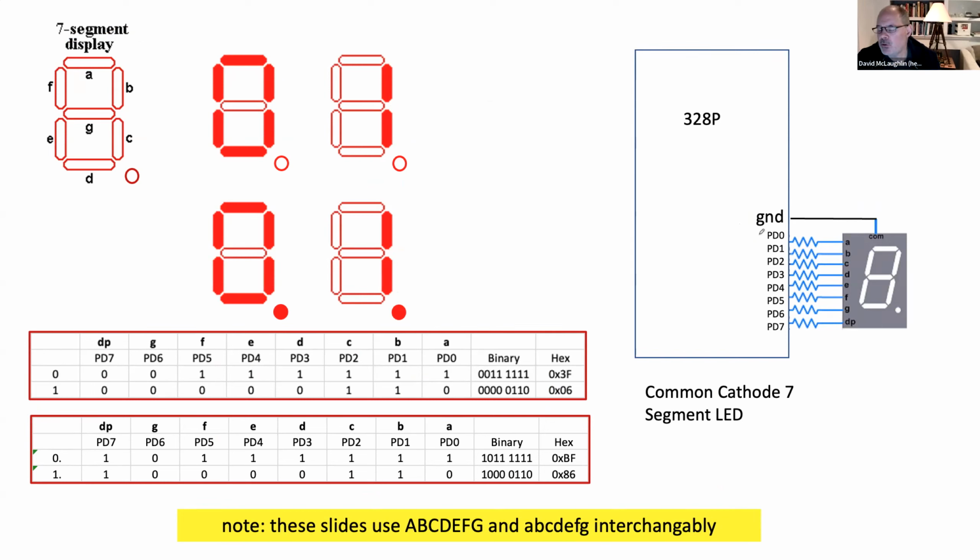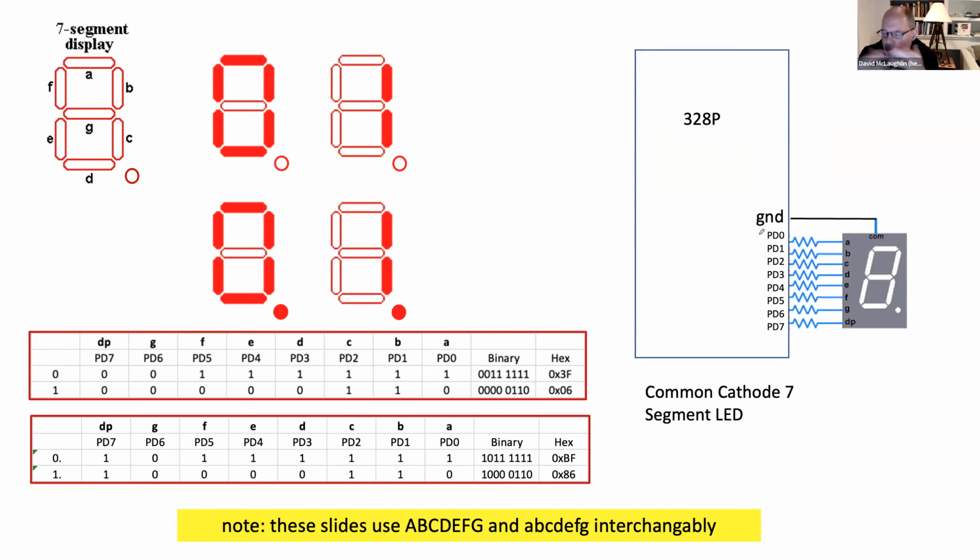I'm going to start out using port D, and the reason is that port D is the port you have available that has 8 pins. You have port B, you have port C, and you have port D, and port D is the only one that gives you 8 pins all in one port. So we're going to start out with this because it's just a little simpler.